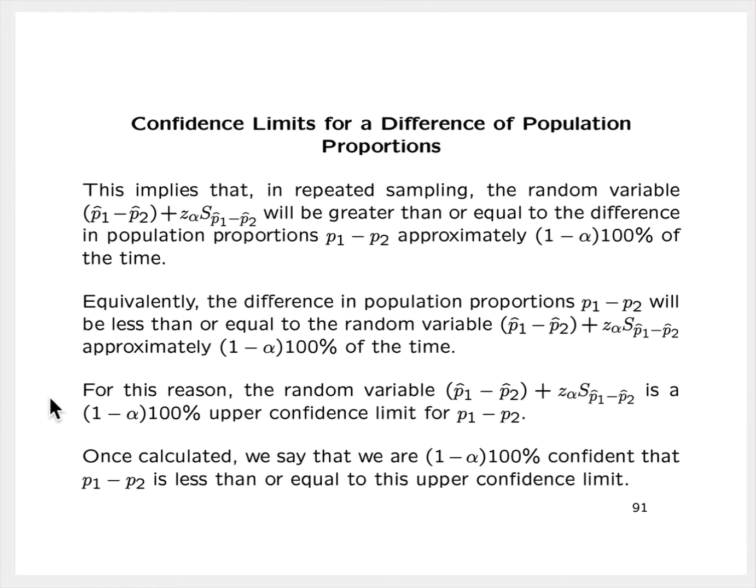And so for this reason, the random variable P1 hat minus P2 hat plus z sub alpha times the estimated standard error of P1 hat minus P2 hat is a 1 minus alpha times 100% upper confidence limit for P1 minus P2. Now, once calculated, we say that we are 1 minus alpha times 100% confident that P1 minus P2 is less than or equal to this upper confidence limit.